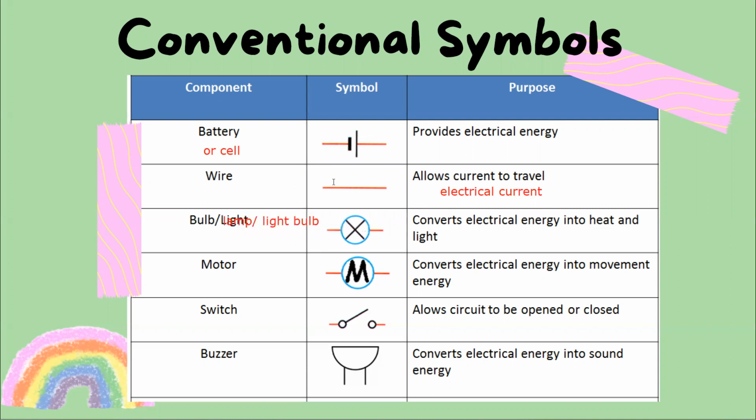Okay, it converts electrical energy into heat and light. The motor, which is represented with a big M in a circle, converts electrical energy into movement energy. The switch is represented with two circles in one straight line. It allows the circuit to be opened or closed. The buzzer converts electrical energy into sound energy.